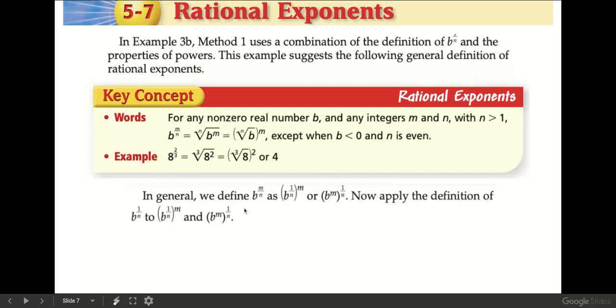So in general, we define b to the m/n power as b to the 1/n power, to the m power, or b to the m power, to the 1/n power. So now we can apply the definition all across the board. If I have b to the 1/n to the m, that's equivalent to the nth root of b, and all to the power of m. Or if I have b to the m power to the 1/n power, that's equal to the nth root of b to the m power. Again, these all mean the same thing. There are just different ways of being able to apply it.